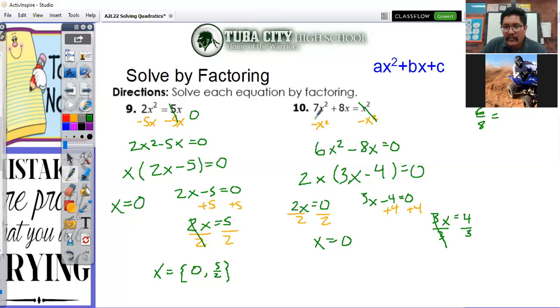And again, I'm going to put them in order. So by putting them in order, we have 0 go first. So x equals 0. And 4/3. And this is another number that you can't really put into decimal form. If I tried to put it in decimal form, I would get a repeating decimal. So it's probably just easier to leave it as a fraction.